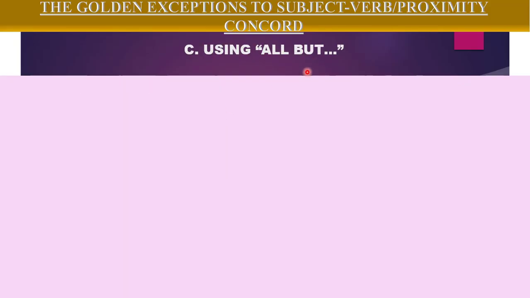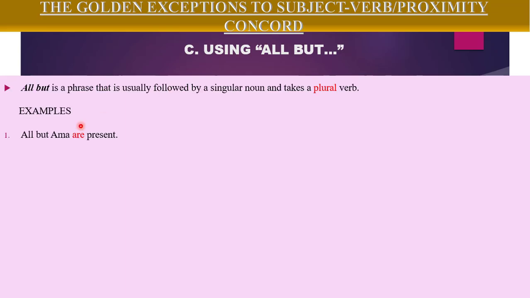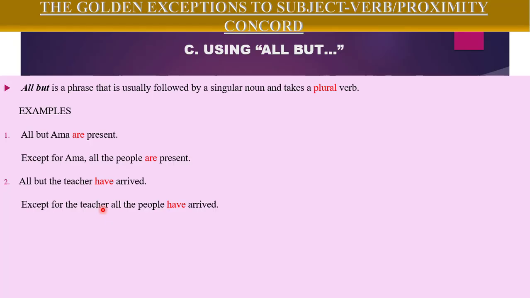Now, what if you meet all but? Whenever all but is used, you must select a plural verb. For example, all but Amma are present. What does this mean? It means, except for Amma, all the people are present. So all but Amma are present. All but the teacher have arrived. So, except for the teacher, all the people have arrived.